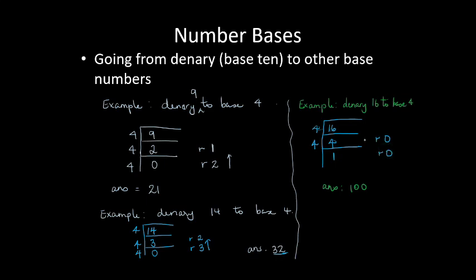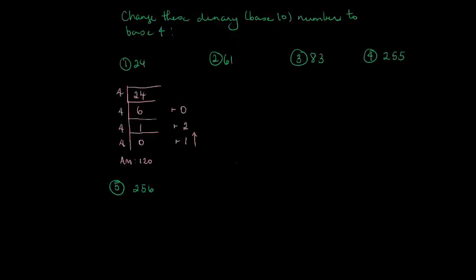So these correspond. Remainder 0. 4 cannot go into 1 anymore, so that's 0 times, and therefore it has a remainder of 1. So reading upwards, we'll have an answer of 100. Okay, here are some for you to try.